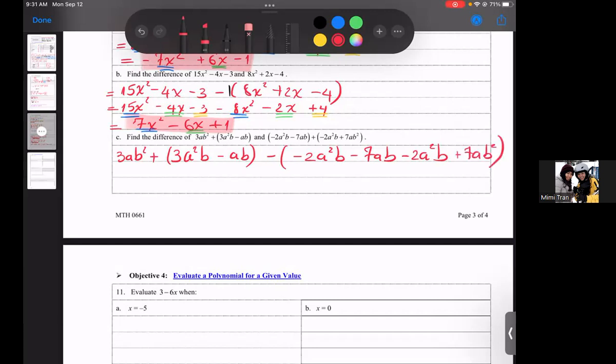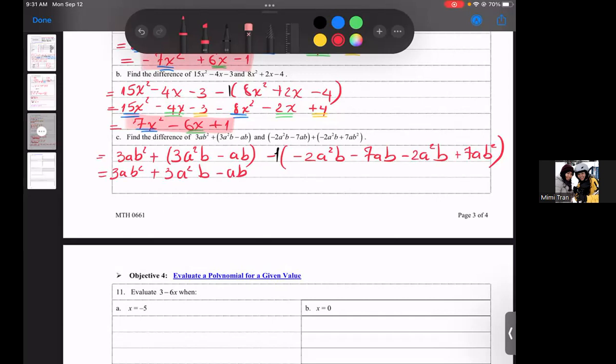Big parenthesis. And now I distribute that negative 1. 3ab squared, I keep forgetting the equal sign, plus 3a squared b. Again, if it's plus, it's an easy case, you don't have to worry about it much. All you do is just put it in parentheses minus ab. Someone tell me what do I do next for the second group?